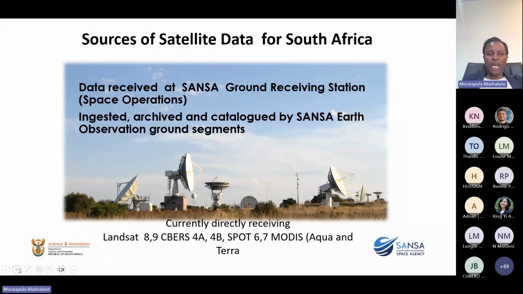If we look at the data that we currently receive, this is the data that we receive directly from our ground station, which is located in Hartbeespoort in South Africa. We download data directly from Landsat 8 and 9, CBERS 4A and 4B. We also have ground infrastructure to receive SPOT and also MODIS Aqua and Terra sensors.